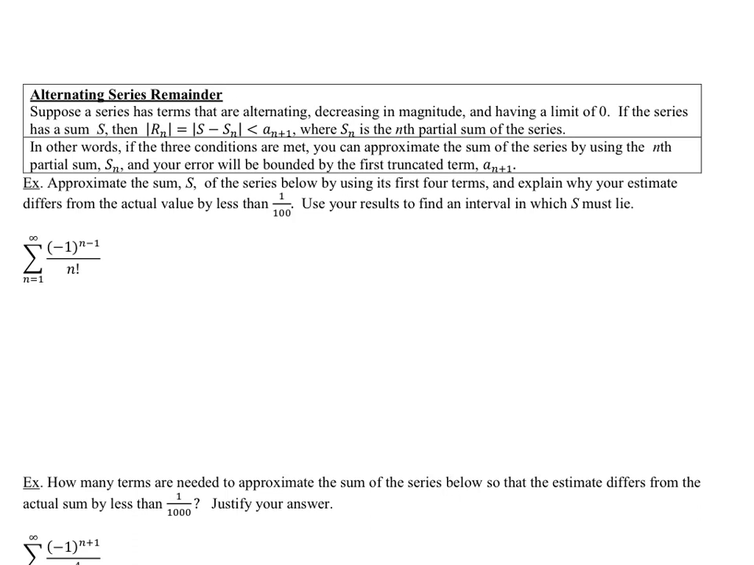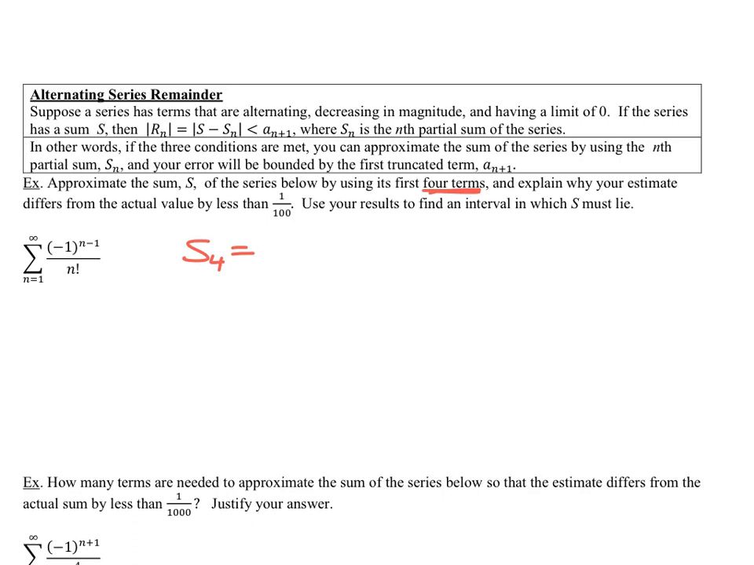You can approximate the sum by using the nth partial sum, and your error will be bounded by the first truncated term. So what that means is that if I were to, for example, in the first problem, find the fourth partial sum, which would be S sub 4, whatever the fifth term of that sequence is, that's going to be the amount of error that you could possibly have, the maximum error.